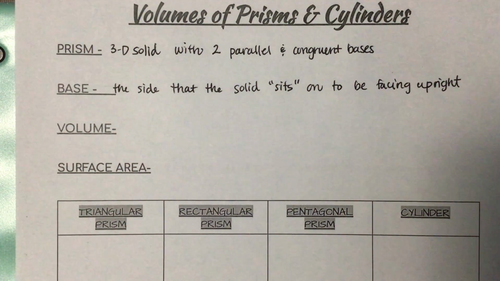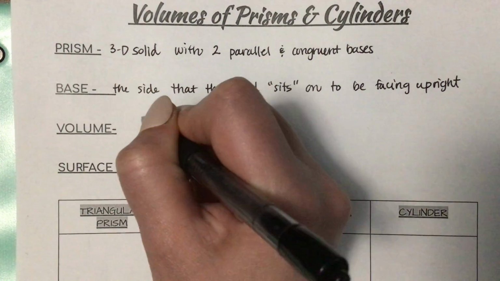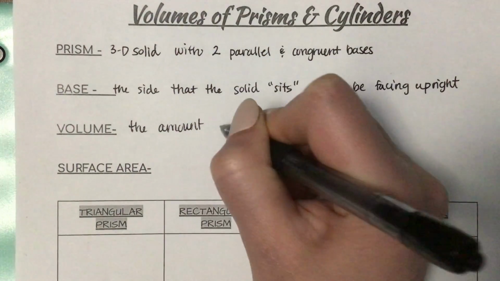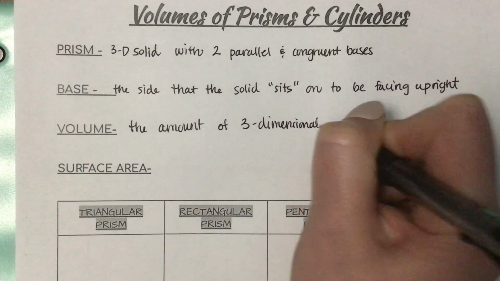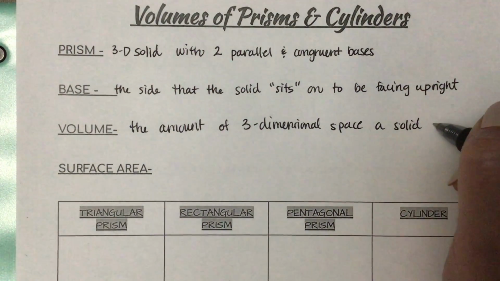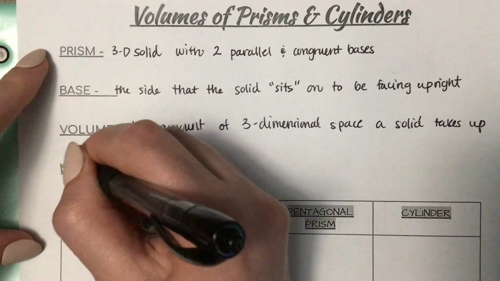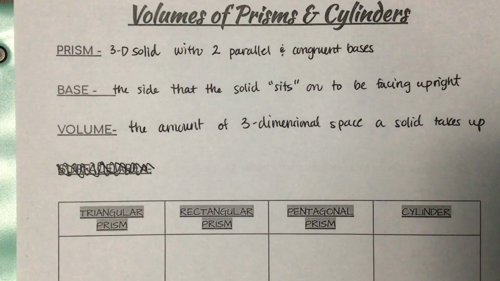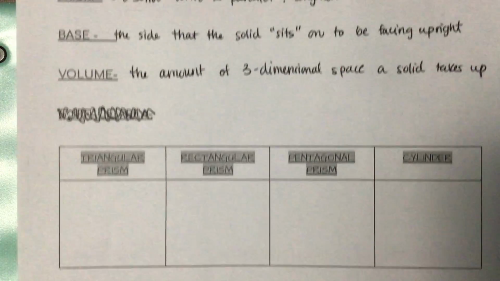Volume is the amount of three-dimensional space that a solid is going to take up. So surface area is two-dimensional, volume is three-dimensional. So the amount of three-dimensional space a solid occupies or takes up. Now, I accidentally have surface area on here. We don't need to redefine surface area because we've done that in our previous videos. So with that being said, I do want to show you some formulas and some images just so you can see how this is going to work.